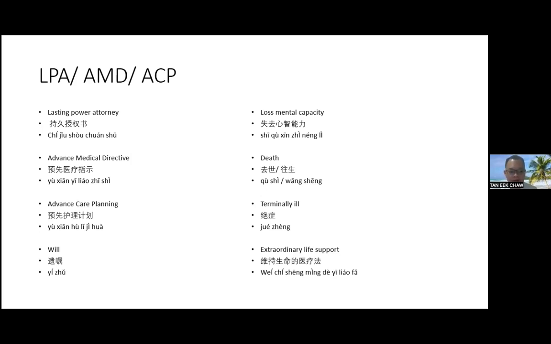So another thing is advanced care planning. Advanced care planning is also a very good idea or plan, where you wish to know what medical treatment you wish to have.